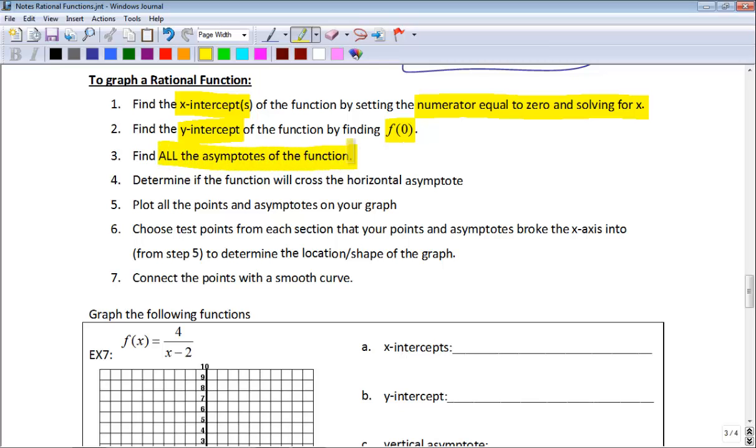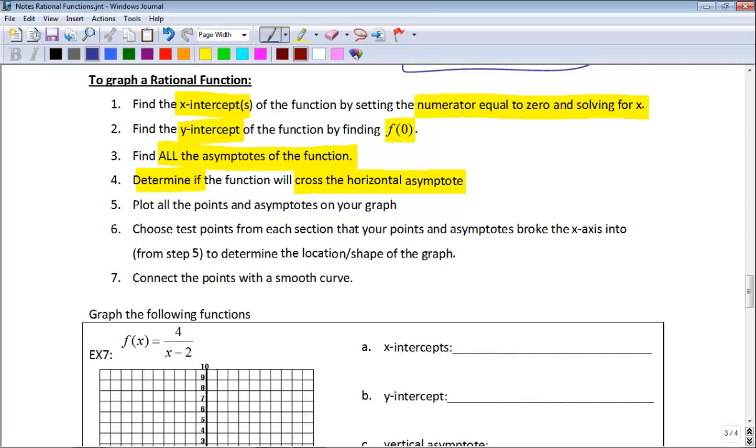Fourth step is going to be that we're going to determine whether or not we actually cross that horizontal asymptote. Fifth step, we're going to put all of these things on the graph. We're going to put all our points, all our asymptotes, everything on the graph. Step 6, from each one of those sections, because that's really going to break us up into sections, we're going to choose a test point, a test value, a number within each one of those sections. We're actually going to figure out, okay, what's happening to the graph at these points? And that's going to help us determine our shape and our location for the graph. Finally, we're going to connect the points with a smooth curve.